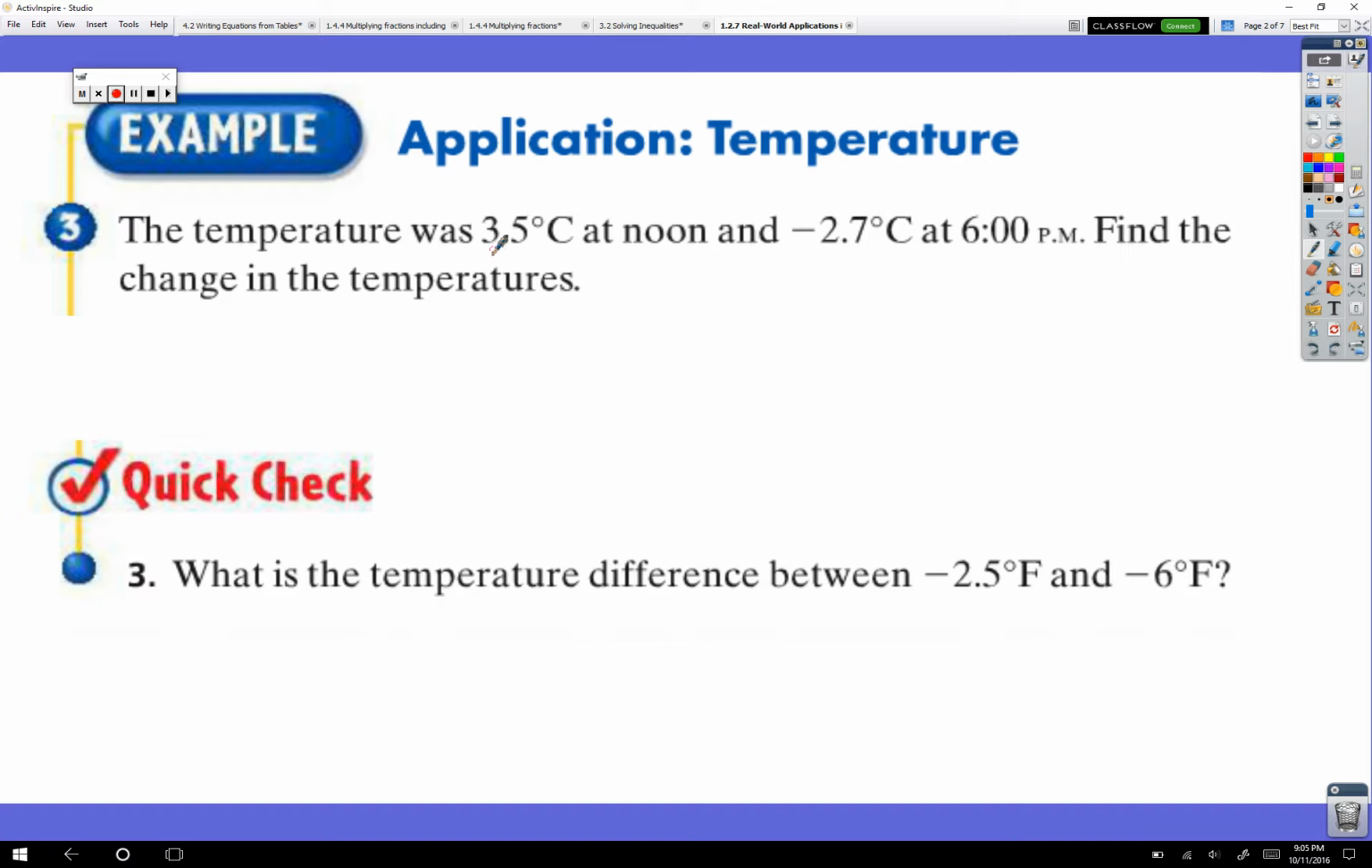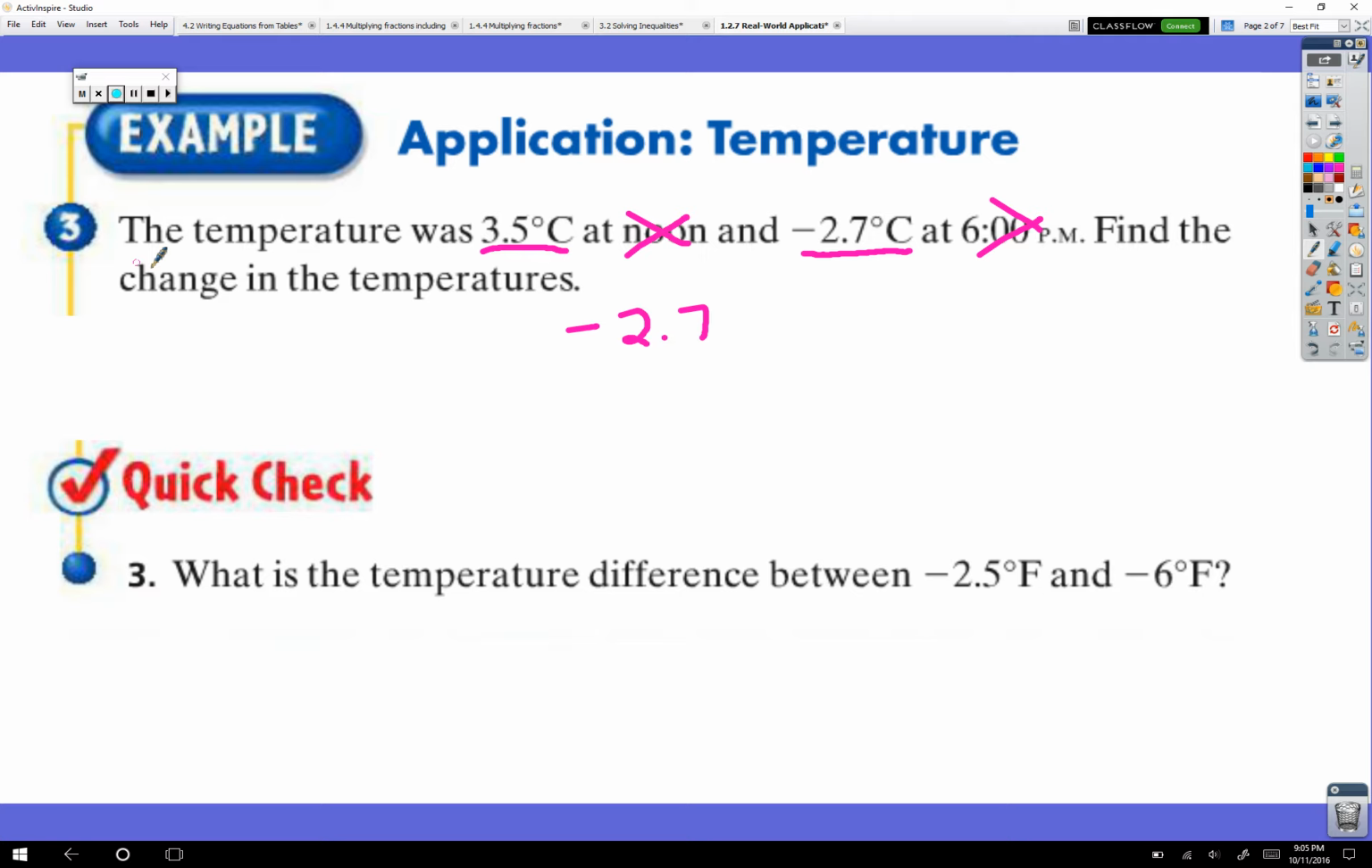So we have two important things here. 3.5 degrees Celsius, and then 6 hours later it was negative 2.7 degrees Celsius. Find the change in the temperatures. We really don't care about the time here because it's just asking us to find the change in the temperatures. So we're starting at negative 2.7.